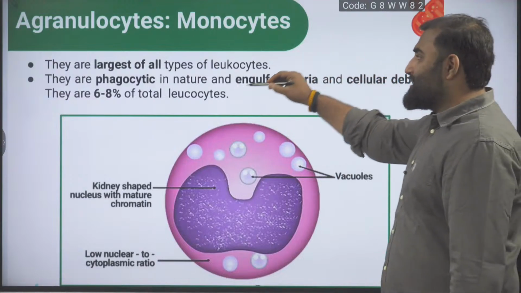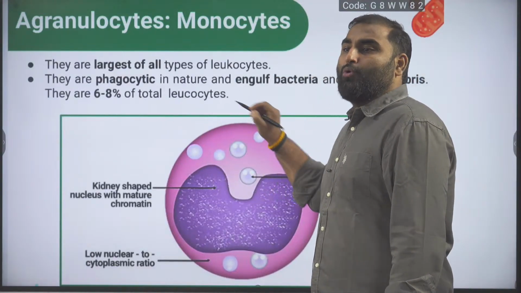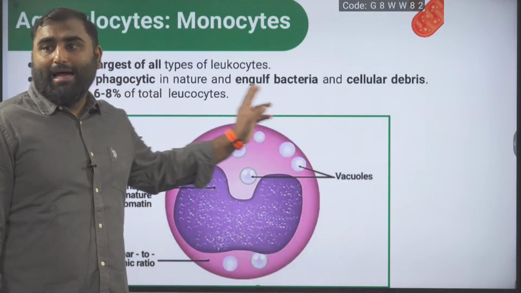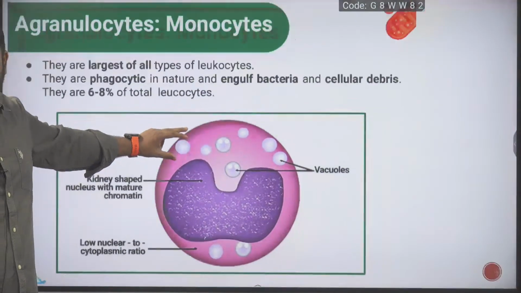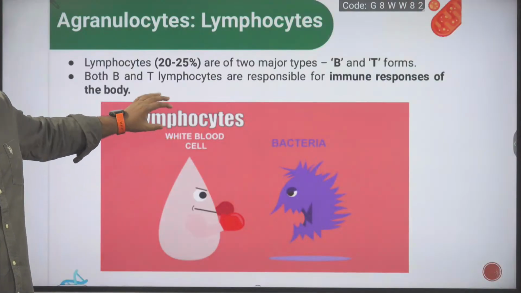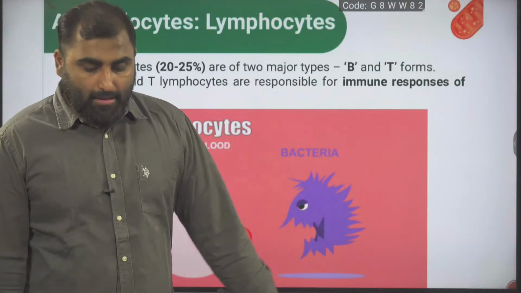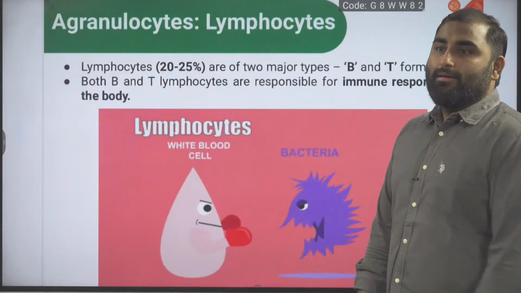And how much percent they make? They make roughly 6 to 8% of total leukocytes. How much leukocytes they make? 6 to 8% of total leukocytes. So if you remember, percentage is very important. Next, last WBC of the day. Last point of the day, guys, and then you are free.